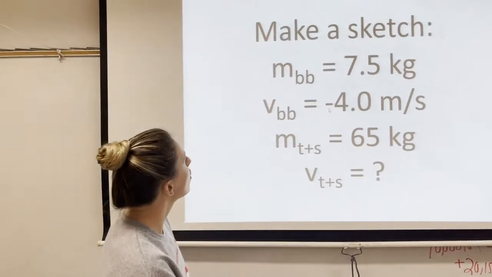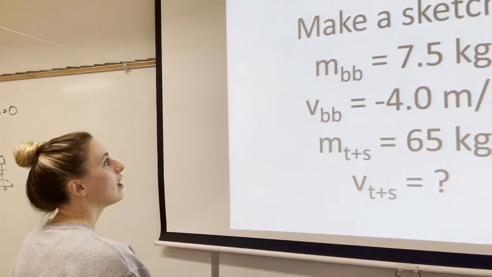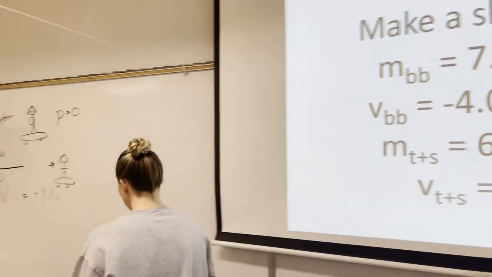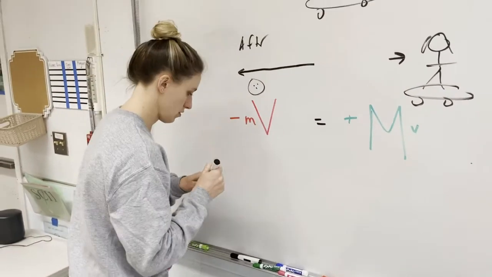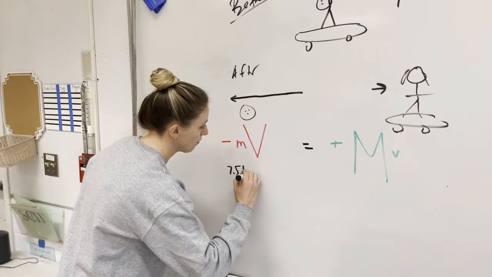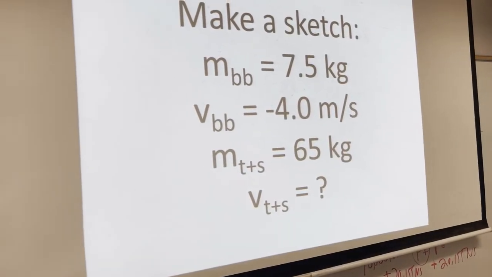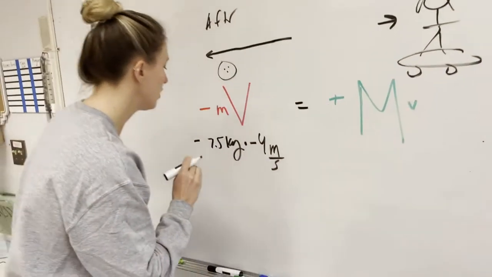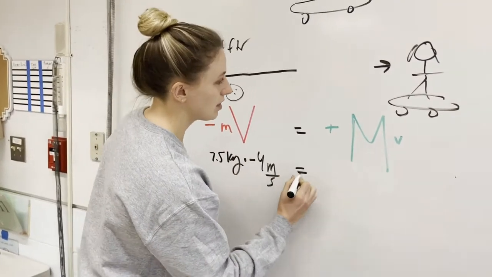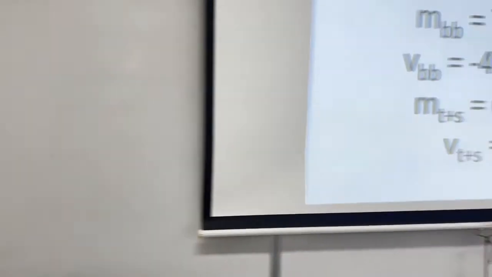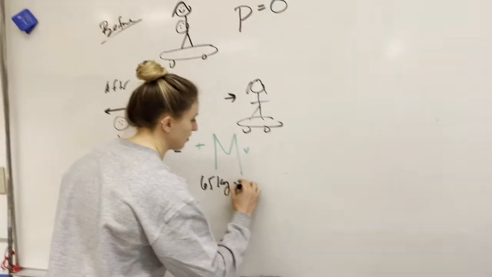Okay, so let's make a sketch. We can just add stuff in here. The mass of the bowling ball is 7.5 kilograms, so you could put that right under the mv there, and this is going to be a negative. And the velocity of the bowling ball is negative 4 meters per second. I'm going to get rid of this negative because that negative is right here. Equals, and then my mass is 65 kilograms, and my velocity is what we're trying to find.